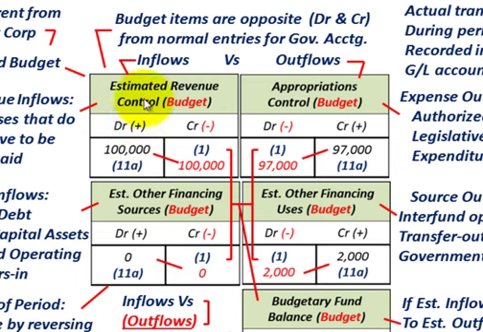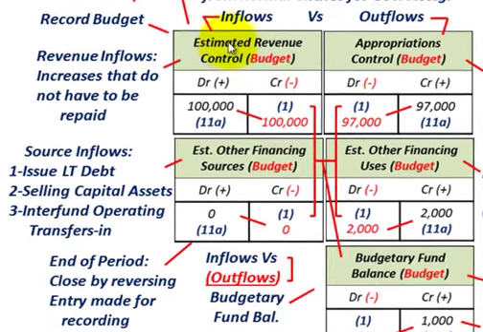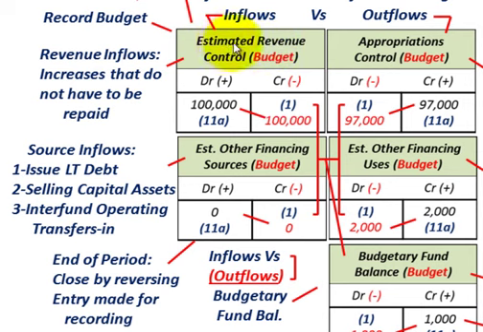So just remember here not to be confused when you move into your regular entries for governmental accounting, your debits and credits are reversed from what is shown here in the budget. So what we're going to start with is our inflows here. And remember the names of these accounts, these are a key to this governmental accounting.